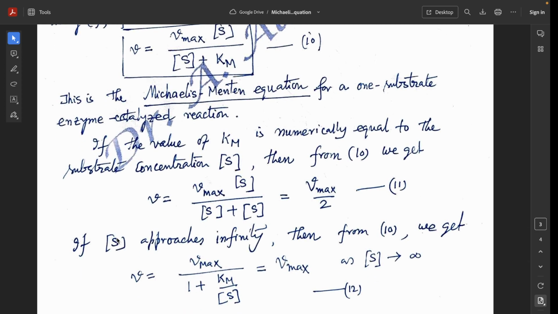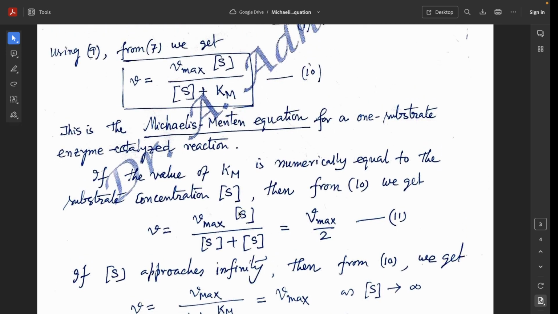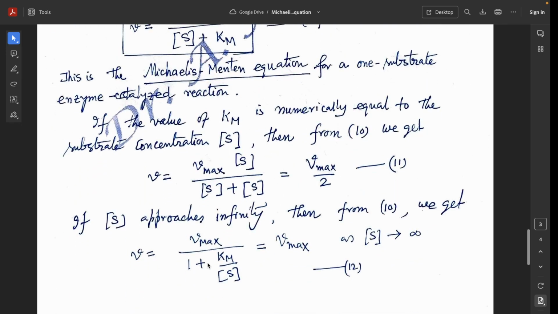And when the concentration of S approaches infinity, from equation 10 we get Vmax divided by 1 plus Km by the concentration of S. As the concentration of S tends to infinity, Km by S equals 0. So V equals Vmax. So when the concentration of S tends to infinity, V equals Vmax.